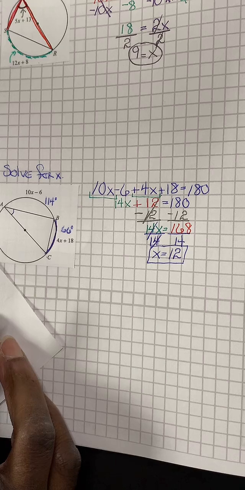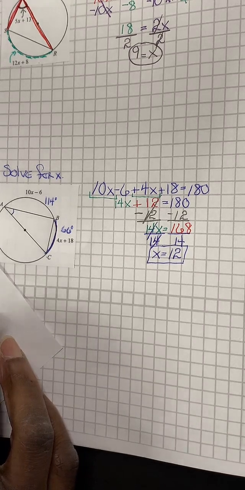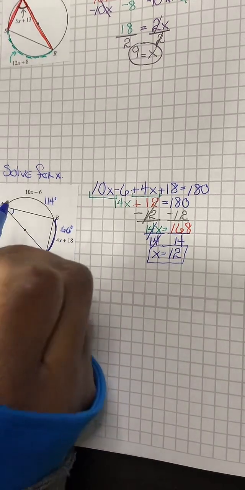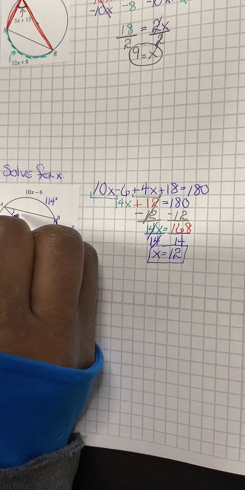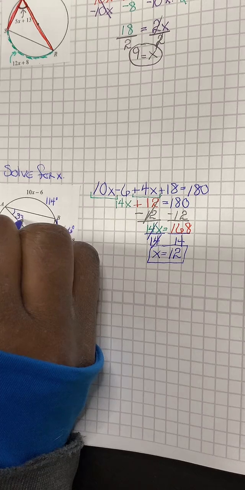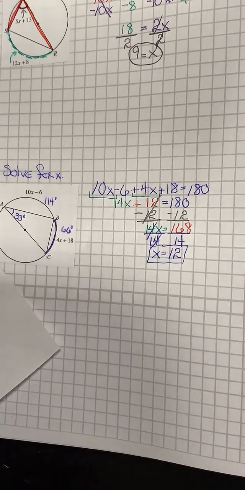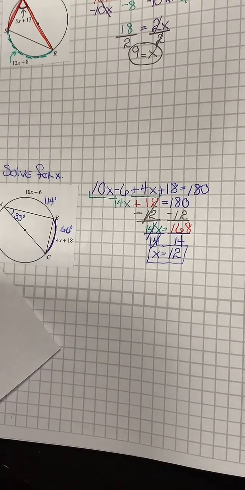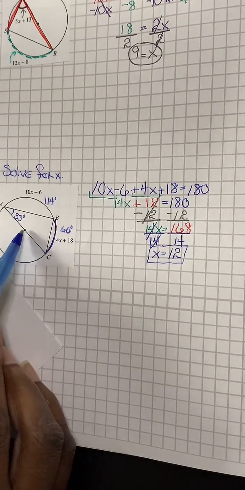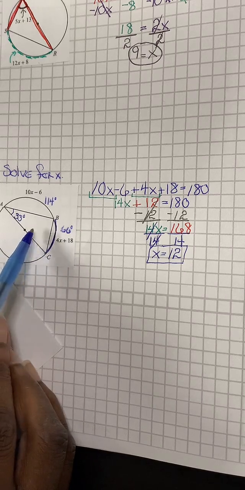33. So it's not going to be subtraction. We're taking half of 66. You take half of it, because this is not the central angle. If it was a central angle, it would also be 66.